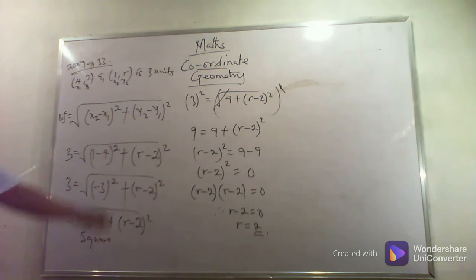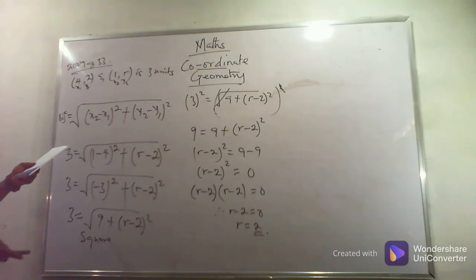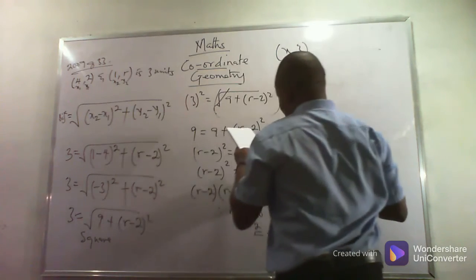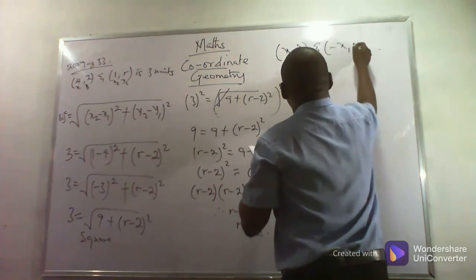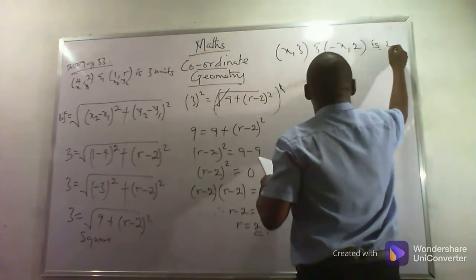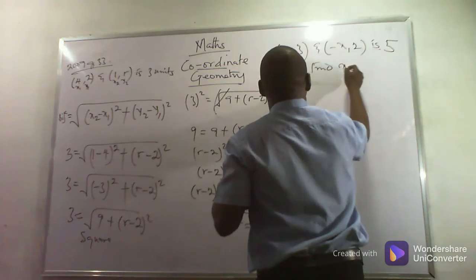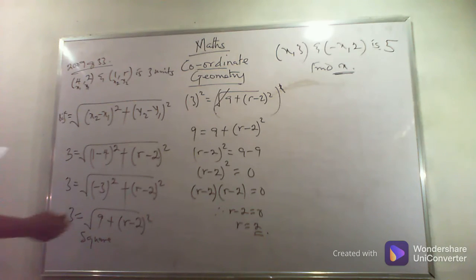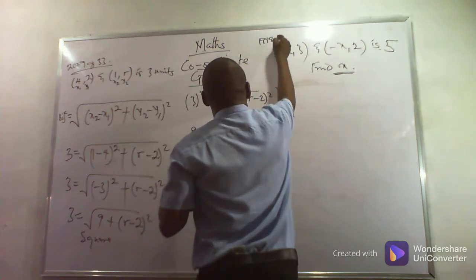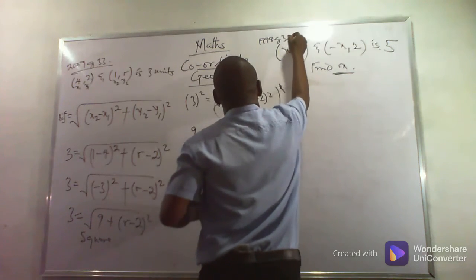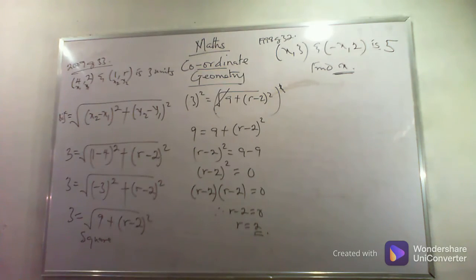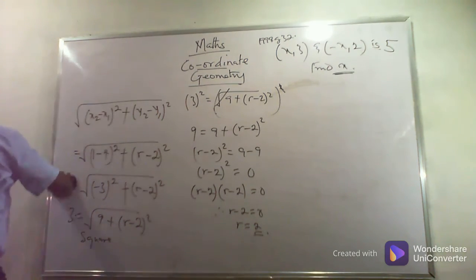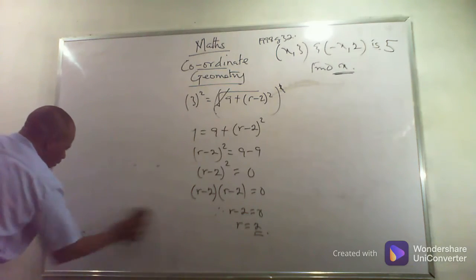The question reads, I'm actually going to rub this part of the board, but let me put the question there. If the distance between x, 3 and minus x, 2 is 5, find the value of x. x is unknown. The question is from JAMB 1998, question 32. So let's rub this part of the board and then we solve the question.